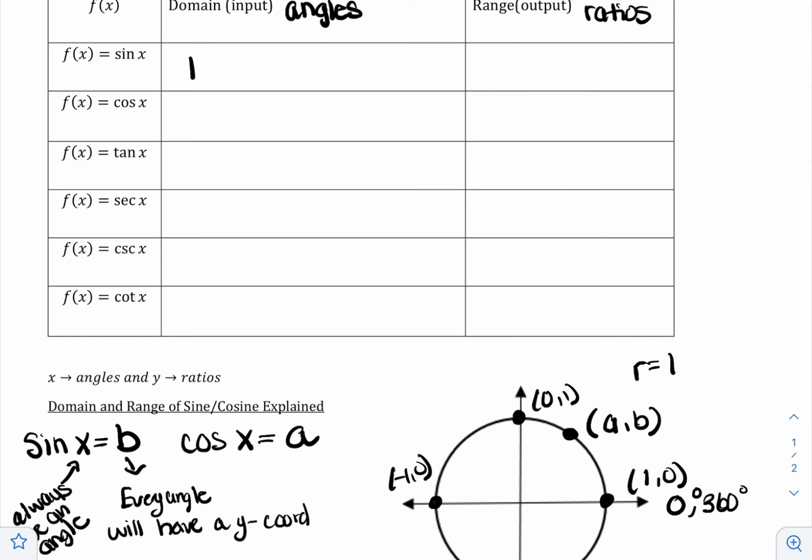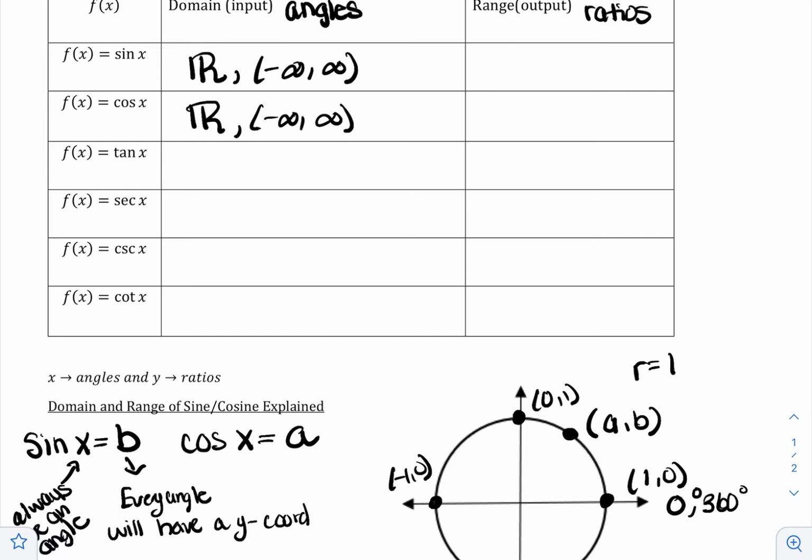All real numbers: you can use the letter R, or you can use interval notation. So you can always evaluate sine and cosine. Sine and cosine will always have an answer. It will be the y and it will be the x.